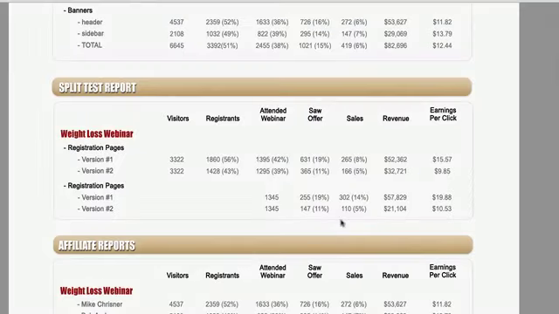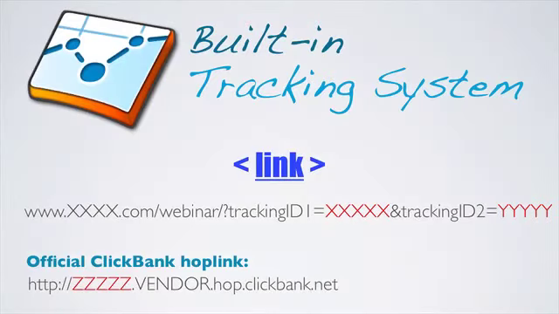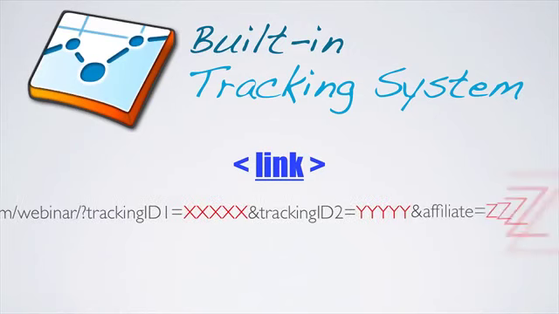And on top of that, you will be able to see in your analytics dashboard which affiliates are driving traffic, registrations, and sales to your business, so you will know which of your affiliates are doing a good job and which ones are slacking. So, I repeat, you don't have to give a ClickBank official hop link to your affiliates if you don't want. Simply give them the software's custom link and tell them to add their ClickBank affiliate ID here, and the software will do the rest automatically in the background.